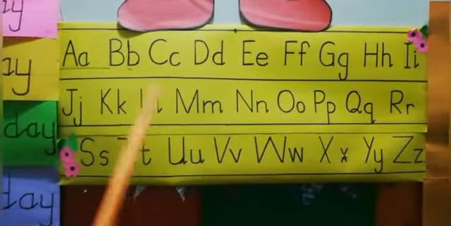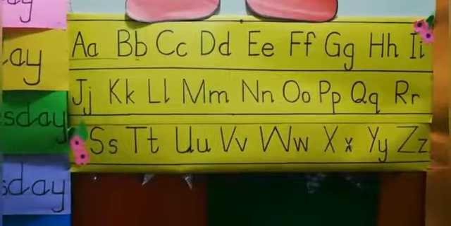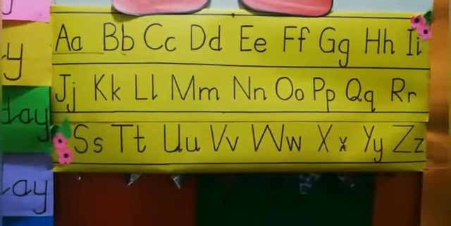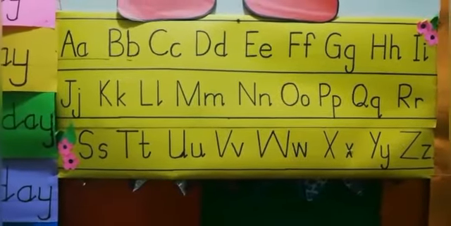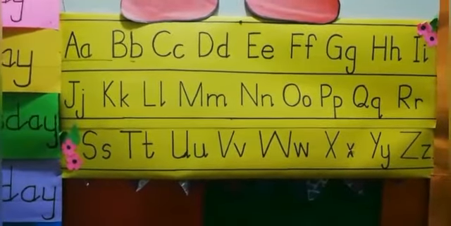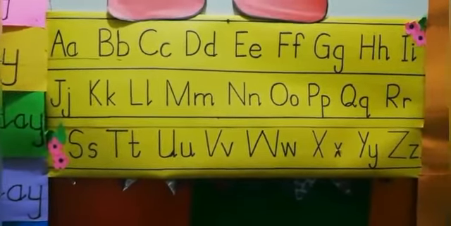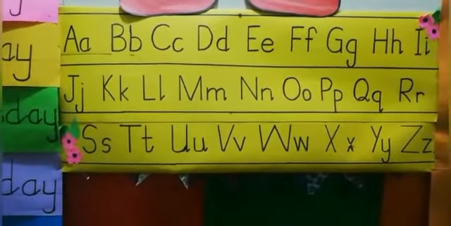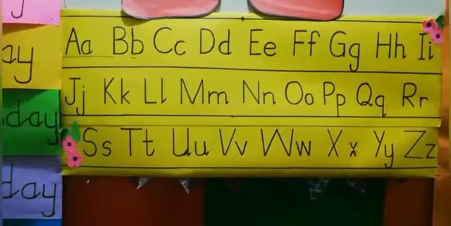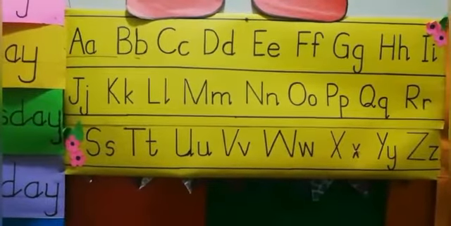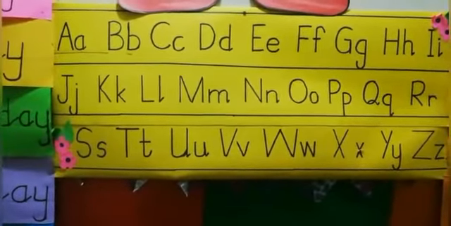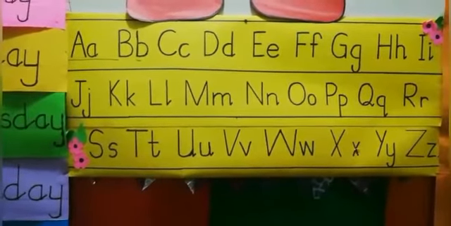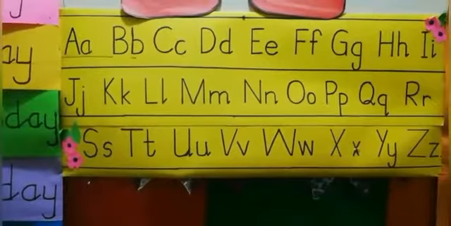Let's start the ABC rhyme. A B C D E F G H I J K L M N O P Q R S T U V W X Y Z. Happy, happy I shall be. Learn my ABC. Next time you will sing with me.